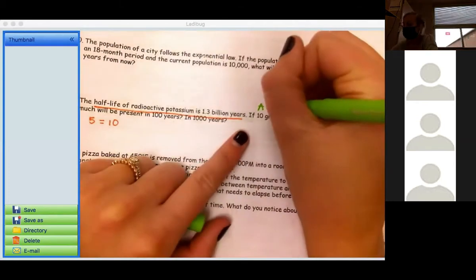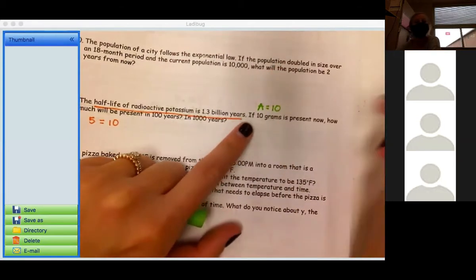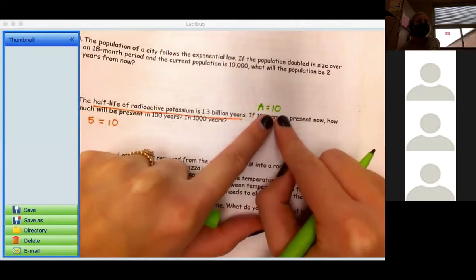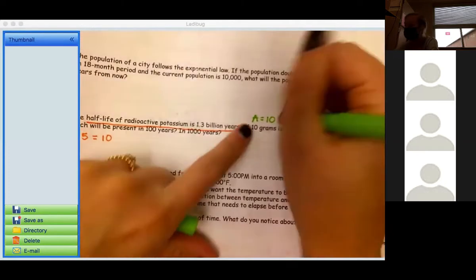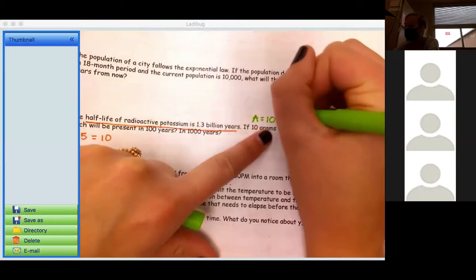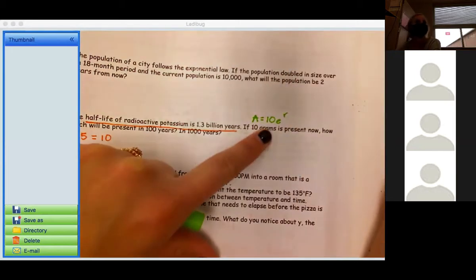All right. So look, guys, if 10 grams is present now, then that means we know this is 10 and it's asking how much will be present. So we know this would be 10E. We don't know the rate. Does everybody see that?